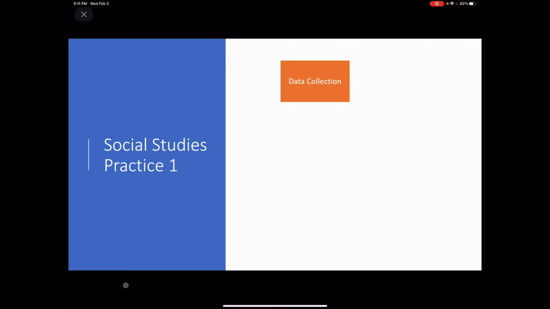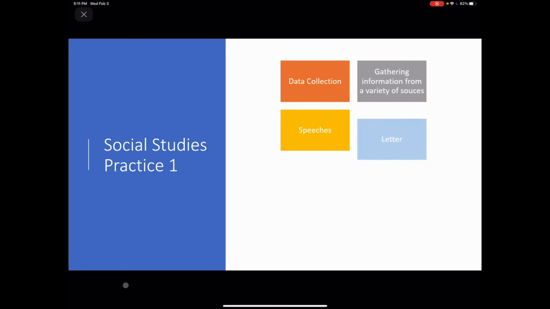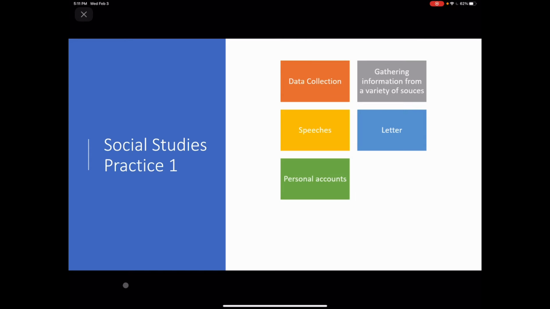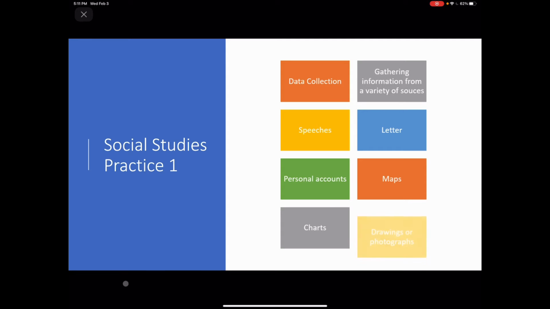All right, social studies practice number 1 is all about data collection. You can use primary sources, firsthand accounts, you can use secondary sources. Okay, but this is gathering information from multiple sources. Those can be speeches, they can be letters, personal accounts, maps, charts, like the census data that we use once in a while, and drawings or photographs. Okay, we have talked about each and every one of these things so far this year.